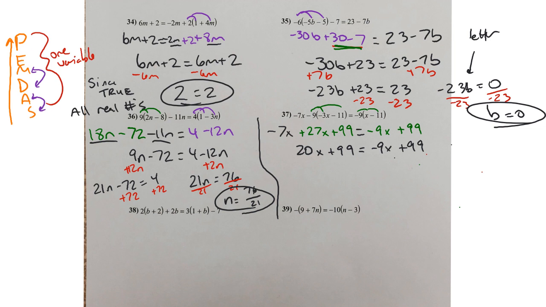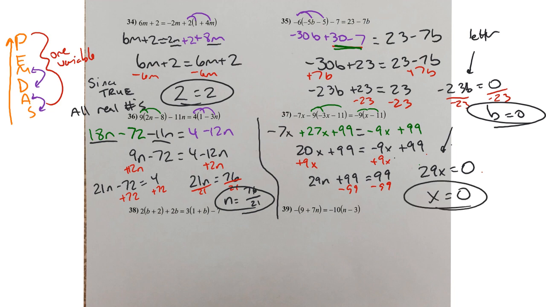I'm going to add 9x to both sides. Because remember, whenever we deal with solving, I always want to get all my letters on one side. So I add 9x first. 29x plus 99 equals 99. Now I'm going to minus 99 from both sides. I end up with 29x equals 0. Now remember, the letter still exists. So this is x equals 0.